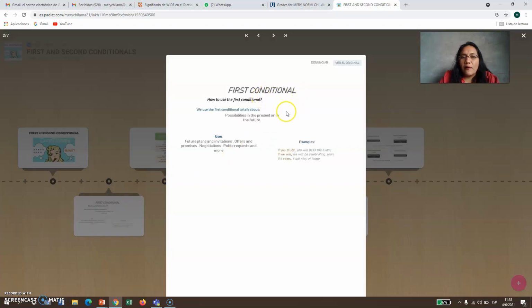First conditional. We use the first conditional to talk about possibilities in the present or in the future. Use: future plans and invitations, offers and promises, negotiations, polite requests, and more. Example: If you study, I will pass the exam.